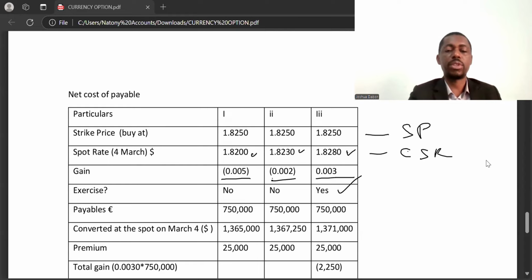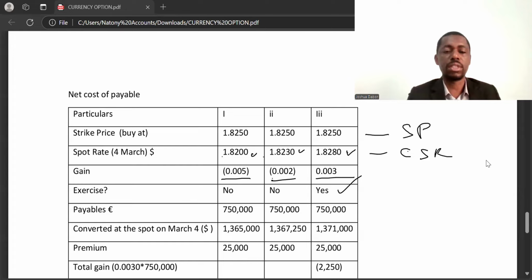Okay, so if spot rate is 1.8200, what will be the effective rate? There are two contracts here, just as it is with the option contract. One, the option contract. Two, the contract for what? The payable. So on 4th March, two things are happening. One, the company is closing the option contract. Either the company is going to be making a gain or the company will allow the contract to lapse.